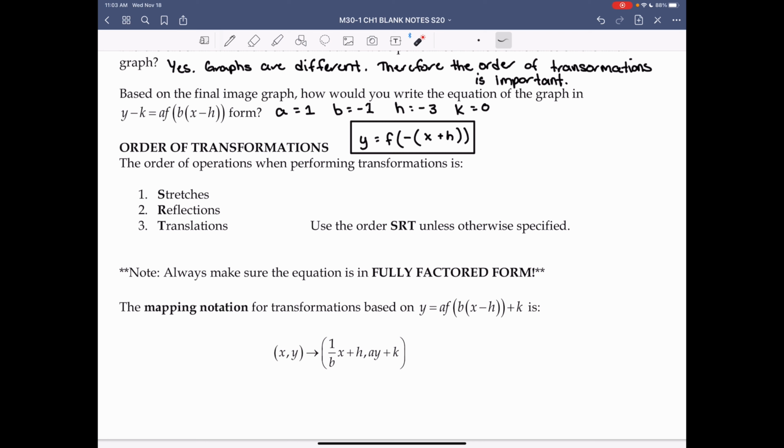Note, always make sure the equation is in fully factored form. The mapping notation for transformations based on y equals a f bracket b x minus h close bracket plus k is: a point (x, y) on the original function goes to (1/b x + h, a y + k). You could also write the x part as x divided by b plus h. It means the same thing.